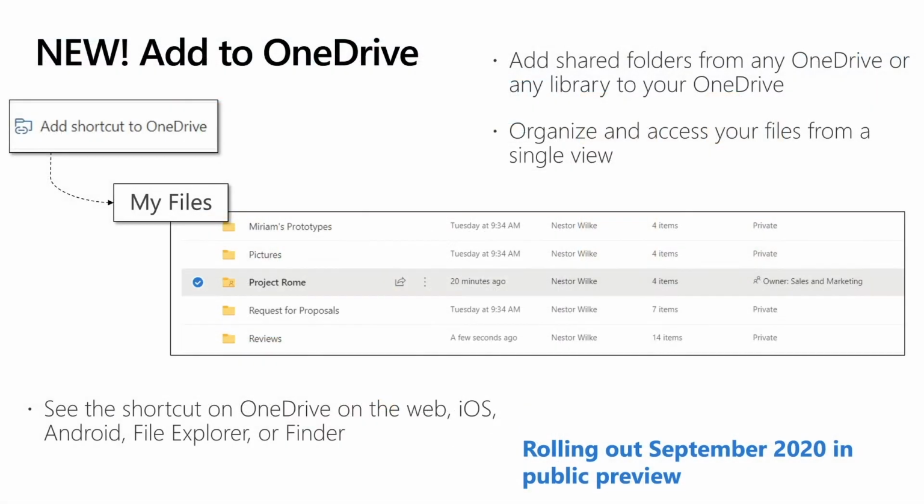So we call this Add to OneDrive, and it's really useful when you have a folder that's been shared with you that you want to be able to access easily because it's either really important to you or you need to access it pretty frequently. And so you don't have to go and remember, who sent that link to me, where is it? No, just save it to your files so it's alongside all of your other files and folders, no matter how you're using OneDrive, whether it's on the web, iOS, Android, File Explorer, or Finder. This is rolling out right now as a public preview, and so please go ahead and try it out and let us know what you think.